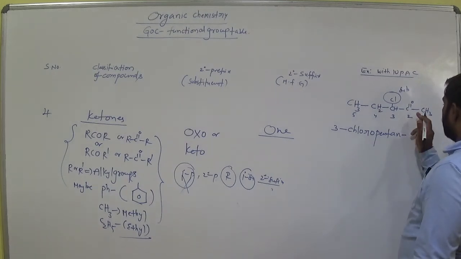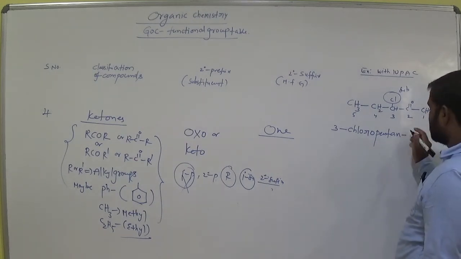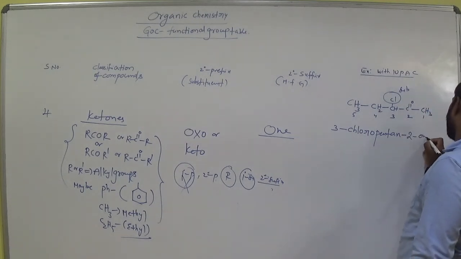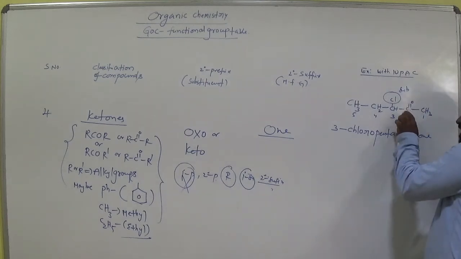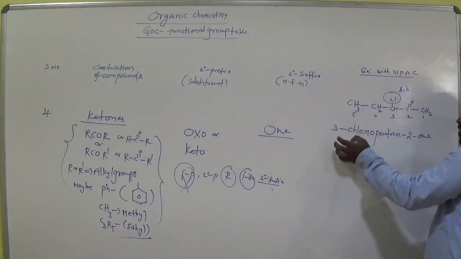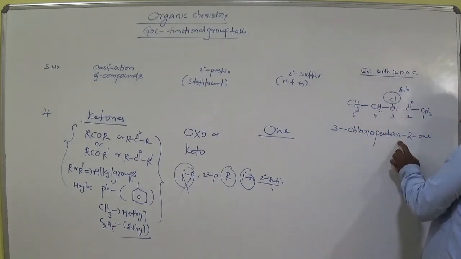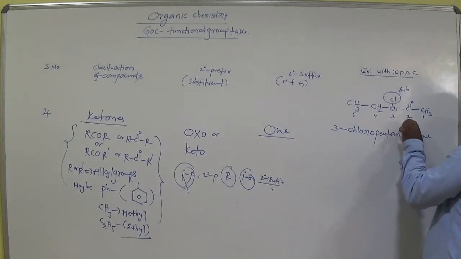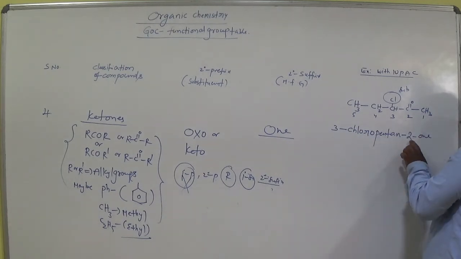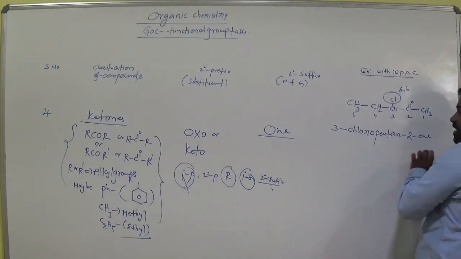Pentane. At which position is the ketone? Second position. Pentane-2-one. Okay, clear? The keto group is at the second carbon. So 3-chloro pentane, remove the E. At which carbon is the ketone present? Second carbon. So 3-chloropentan-2-one.